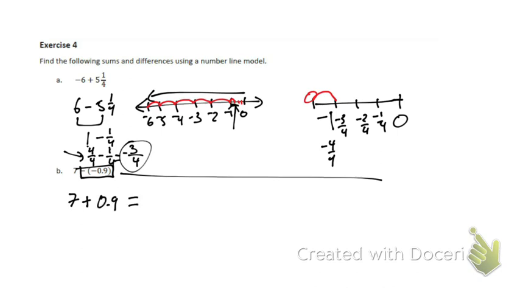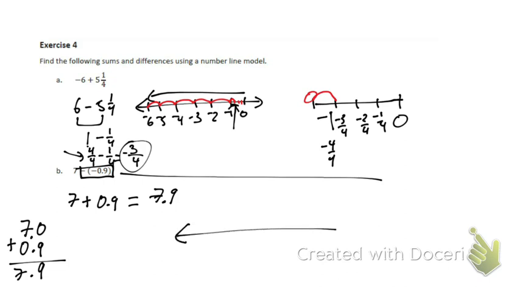If you want to line this up and add them, remember, 7 is the same as 7.0, right? When you're adding or subtracting decimals, you gotta line up the decimals like that. So you get 7.9. Think about it a little bit easier. You have $7 and this here is 90 cents. That's $7.90. Another way to write $7.90 is 7.90. But 7.9 works also.